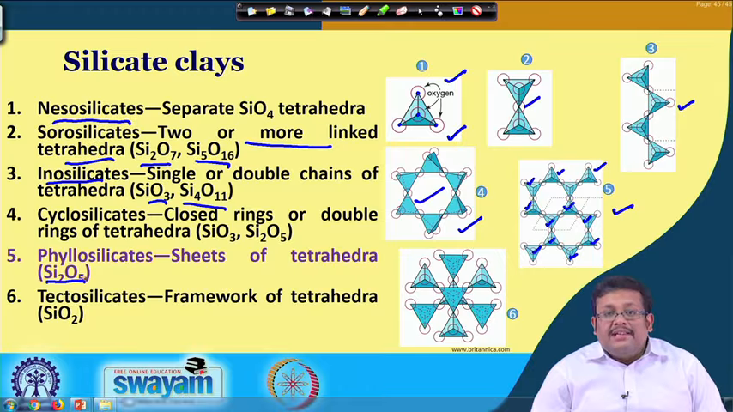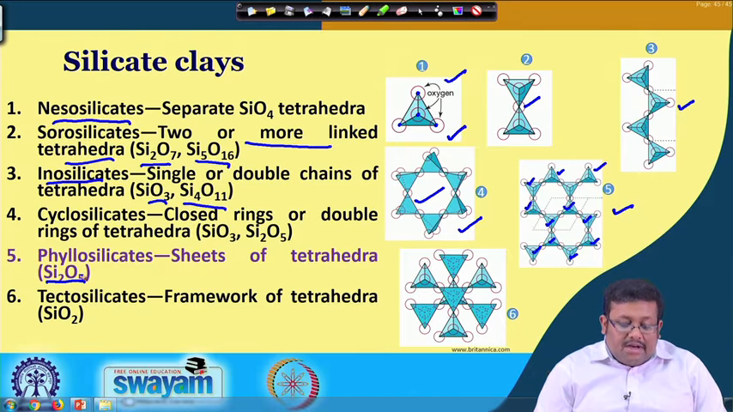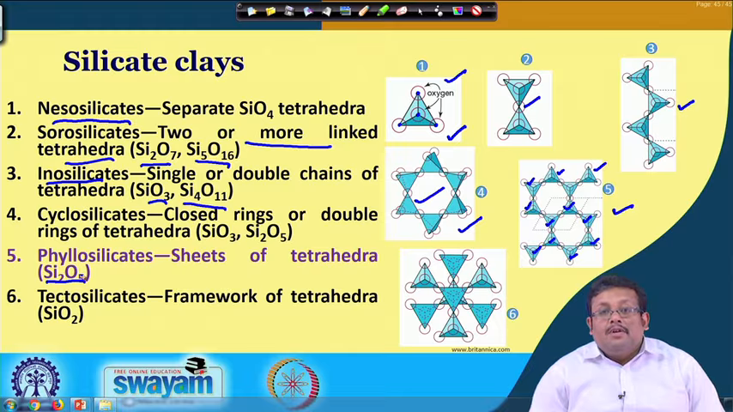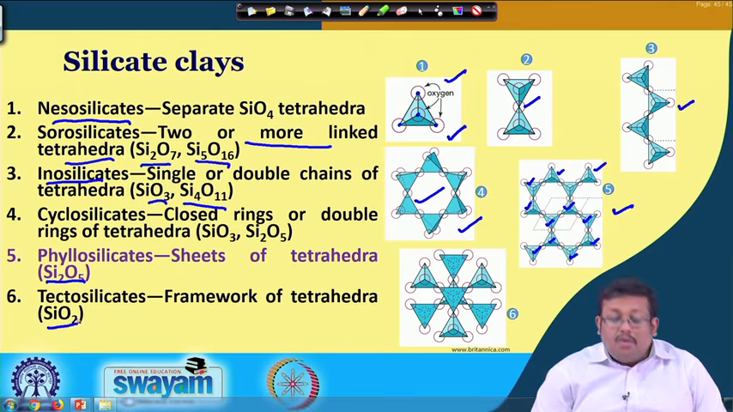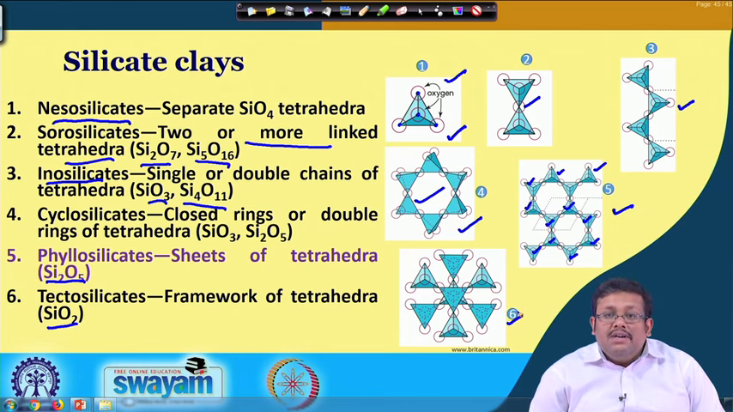And why are we highlighting these phyllosilicates? Because all the clay minerals which we will be discussing belong to this phyllosilicate structure. And the final one is tectosilicates. Tectosilicates is most stable because it is composed of a framework of tetrahedral structures, and the basic unit is SiO2. Some examples are primary minerals like quartz, which is a very important example, and these are widely spread in nature.